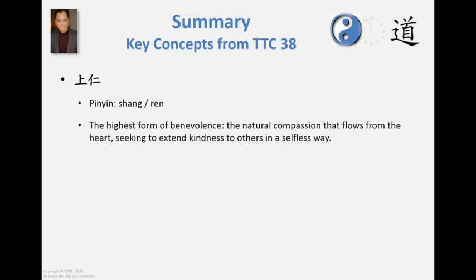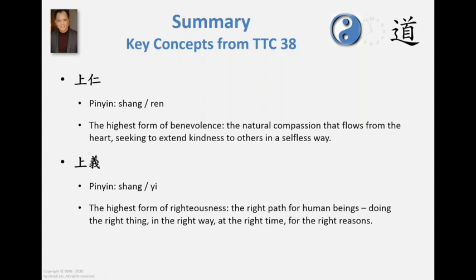So what is the other one? The other one is high righteousness. 上义. Here's the pinyin, 上义. So the highest form of righteousness, well, what does that mean? It is the right path for human beings. So this comes from Mencius, as you saw from the great works in the ancient Chinese tradition. The right path for human beings is doing the right thing in the right way at the right time for the right reasons. That together is the highest form of righteousness.